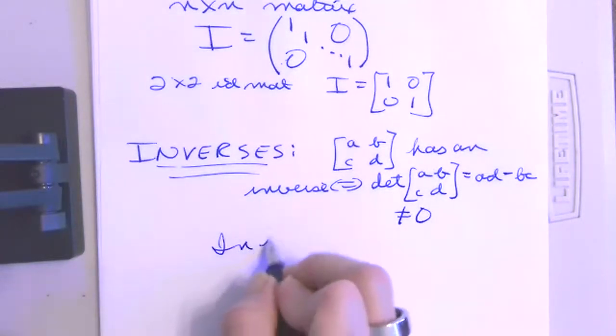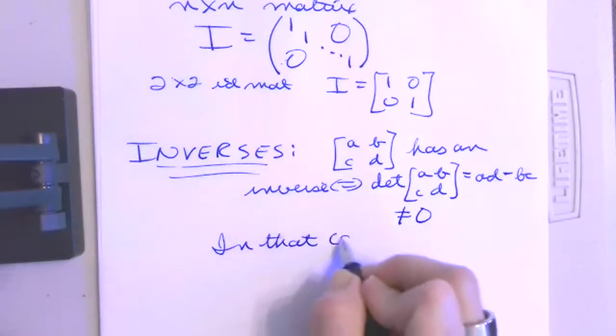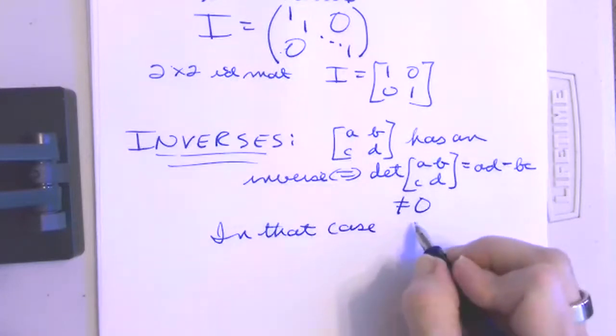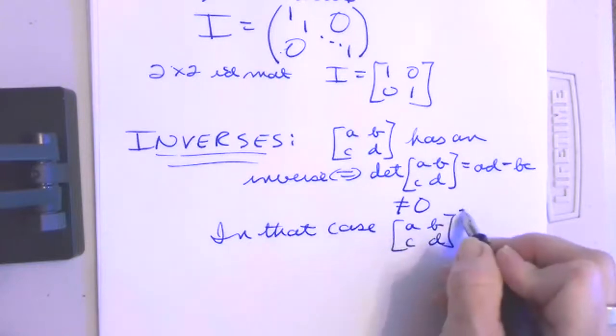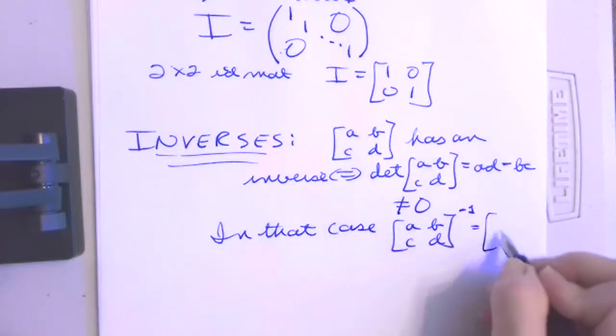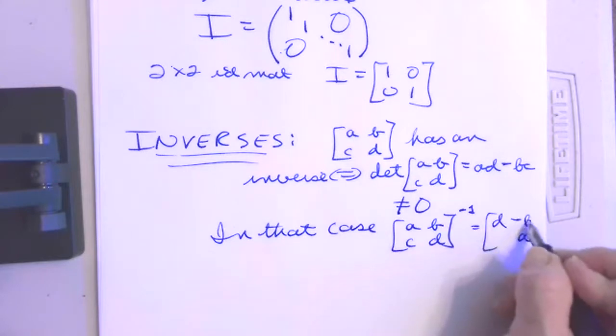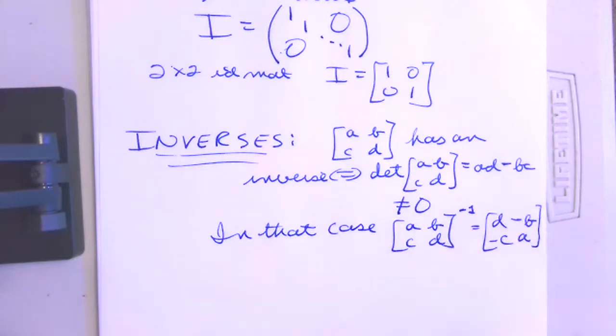And in that case, we had A, B, C, D inverse is D, minus B, minus C, A. Okay. So that's how you do the inverse of that matrix.